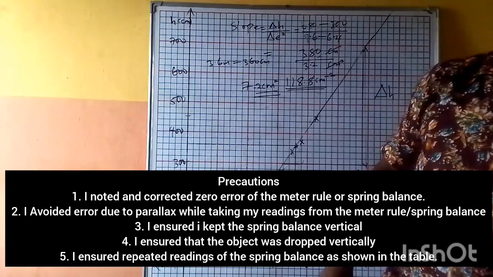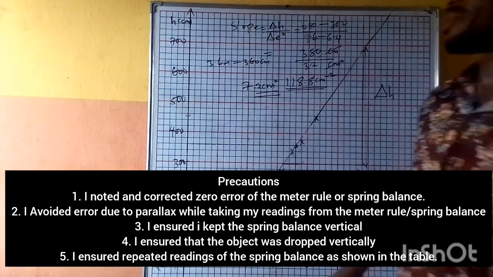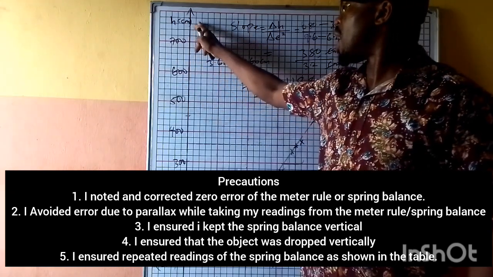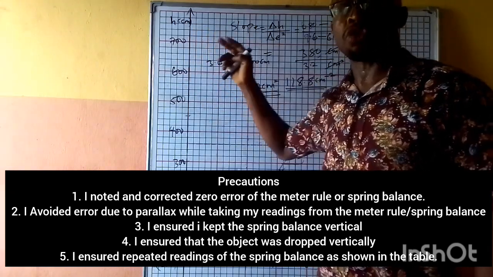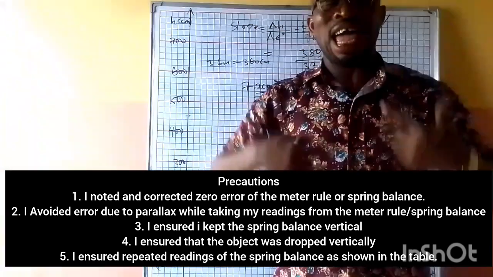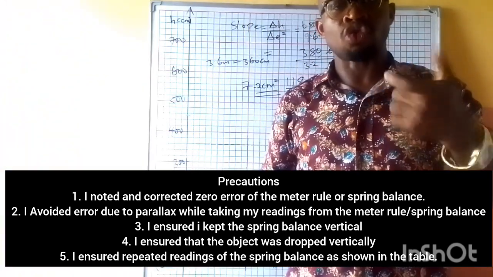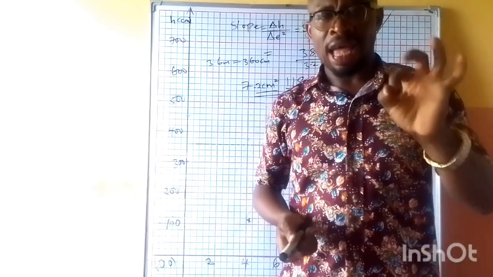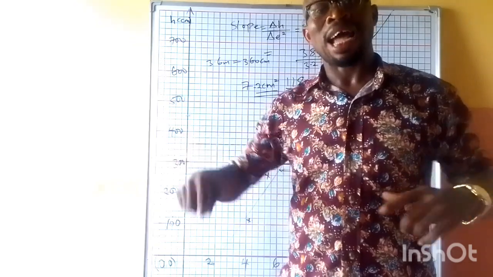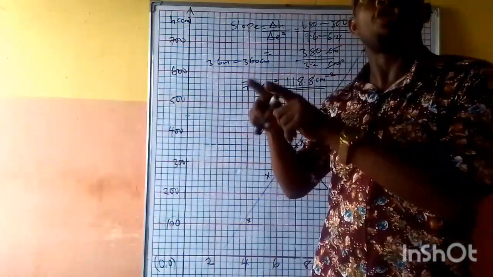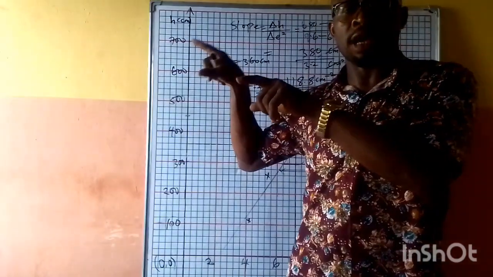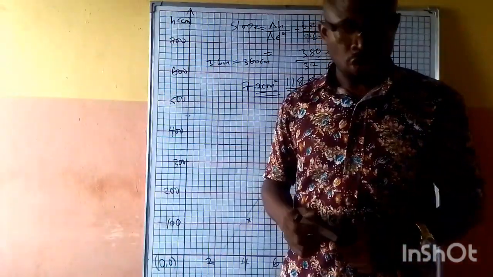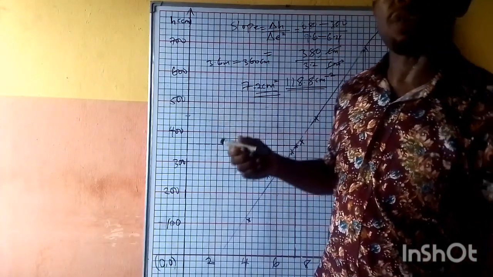Now, the last but not the least, from our table, because we have L1 and L2, we can also state that I ensured repeated readings to avoid systematic errors. I ensured repeated readings as shown in the table. So you should as well make notes of that, make reference to that table. So these are some of the questions that will be given to us.